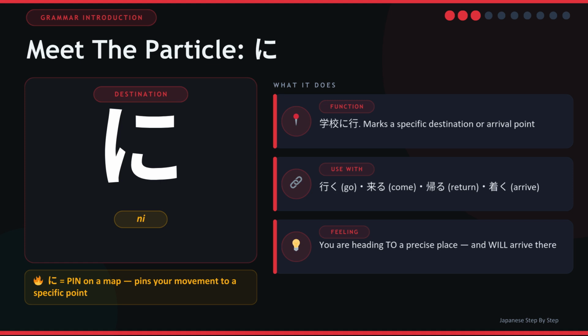Think of ni as a pin on a map. When you drop a pin, you're marking one exact spot. That's ni. It pins your movement to a precise point on the map. Drop the pin. That's your destination. That's ni. Now, what about he? It looks almost identical in a sentence, but the meaning is subtly different, and that difference matters. Next slide.